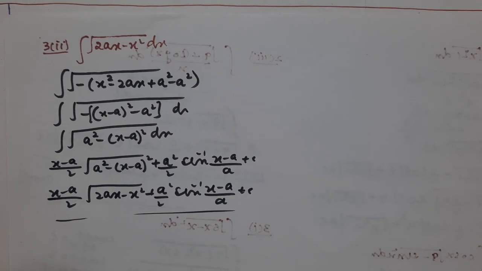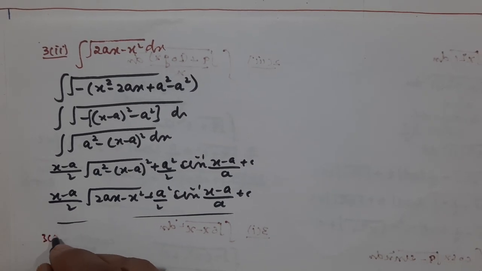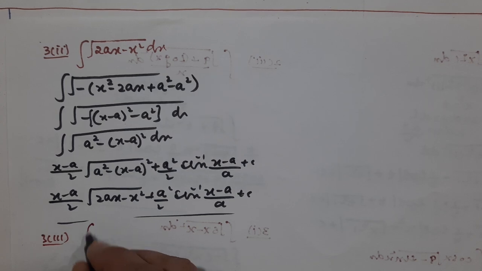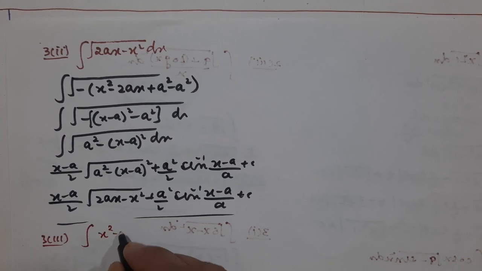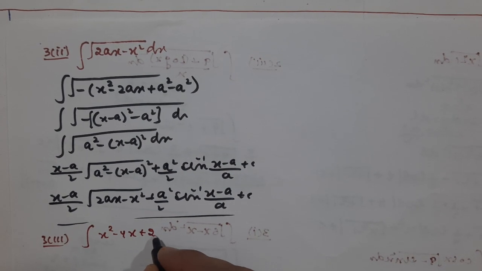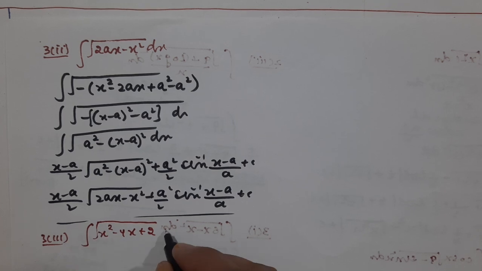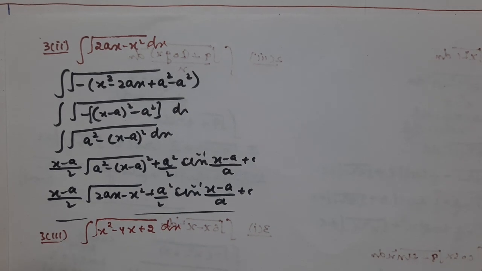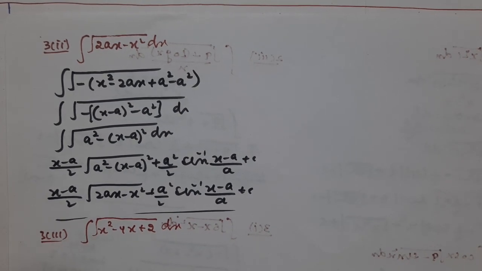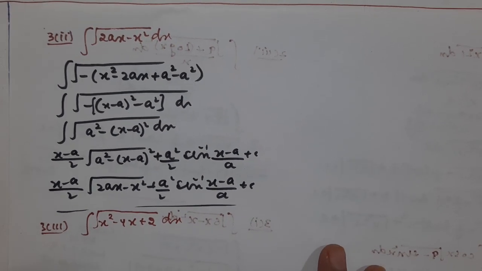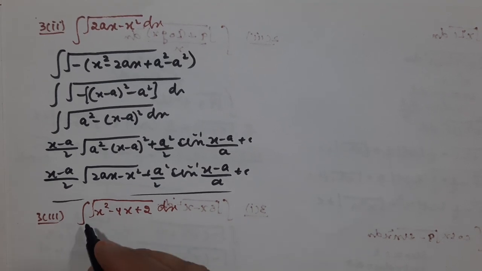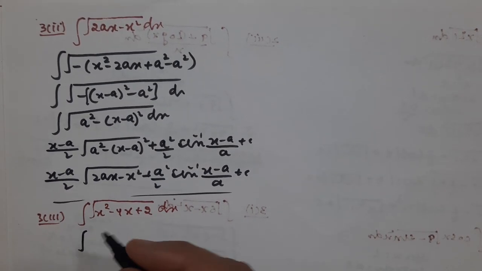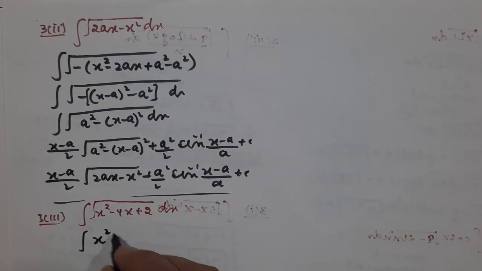Now the next part, third part, integral of under root x square minus 4x plus 2, dx. Now let us do this question. Here also we have to see the coefficient of x square. If it is 1, it's okay. If it is not 1, then we make it 1. So here the coefficient of x square is 1, so no need to take common.